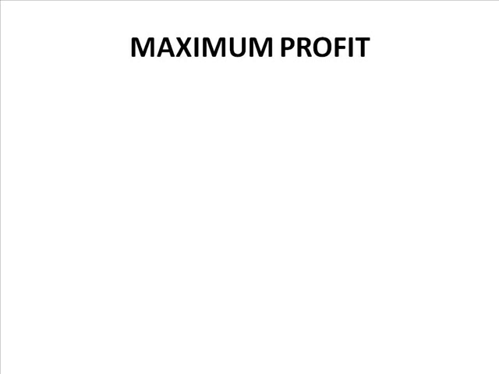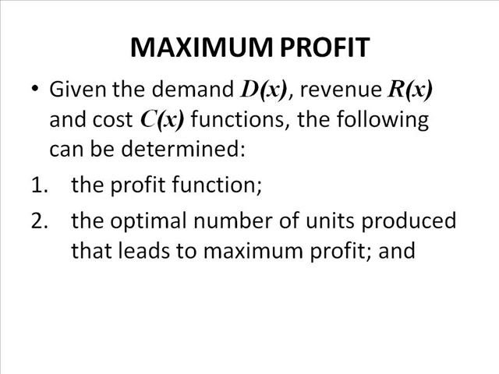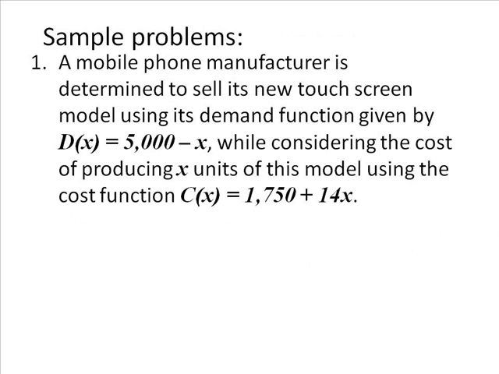Lastly, we will now show you what to do with problems involving maximum profits. Given the demand d of x, revenue r of x, and cost c of x functions, the following can be determined: the profit function, the optimal number of units produced that leads to maximum profit, and the maximum profit.